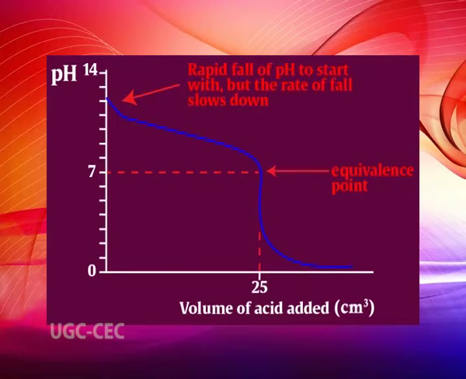As can be seen from the graph, there is a steep rise in pH till 25 centimeter cube of base is added. Past the equivalence point, we have a buffer solution containing sodium ethanoate and ethanoic acid. This resists any large fall in pH.